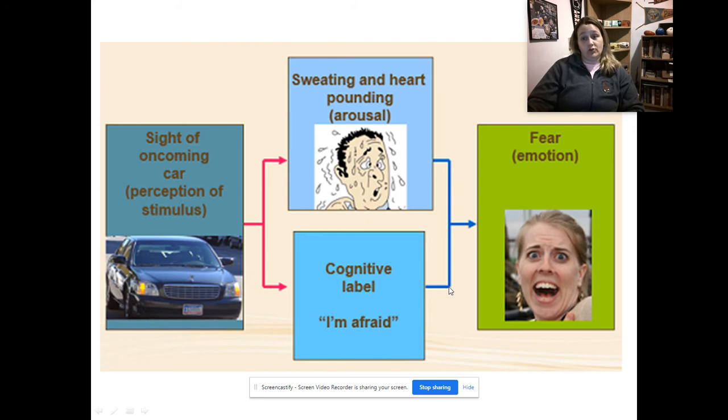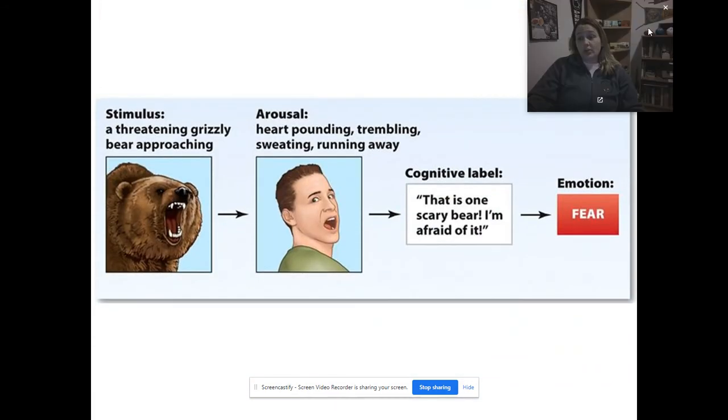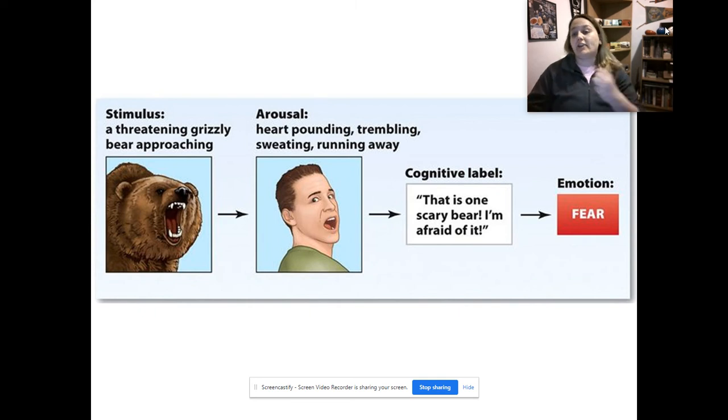and then emotion. And if we continue along, another great example, you're hiking out on the mountain, you see a grizzly bear approaching you. Not a good idea. The grizzly bear is going to want to make you lunch. At the same time that your body experiences this arousal of increased heart rate and trembling and sweating and trying to run for your life, you are going to have that cognitive label of, oh my God, it's a bear.